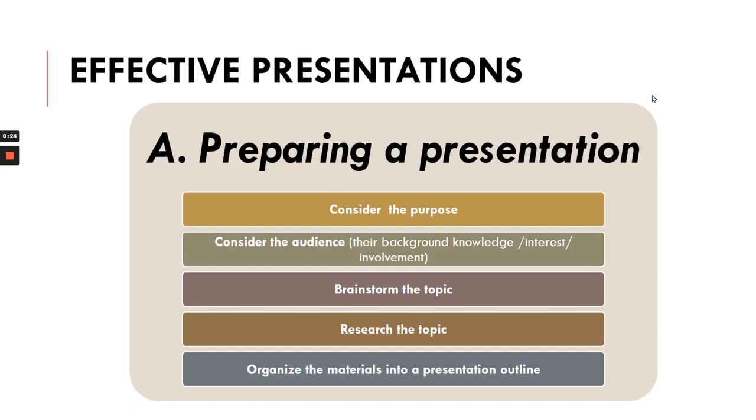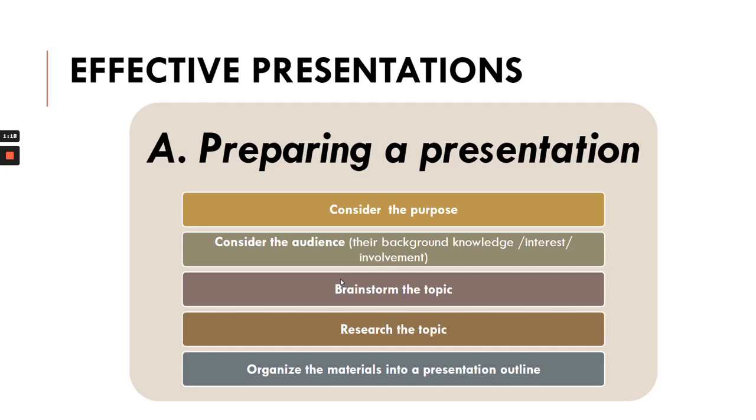Okay, for the first bullet, which is on preparing a presentation, before you prepare for your presentation, you need to consider the purpose. Why do you want to deliver that particular topic or that particular message? And then you need to consider the audience. The audience is the people who listen to your presentation. So you need to check on their background knowledge, their interests, and their involvement on the topic. And then only you can start your presentation. By considering the audience, your presentation will be more effective because you know how to get into their feelings.